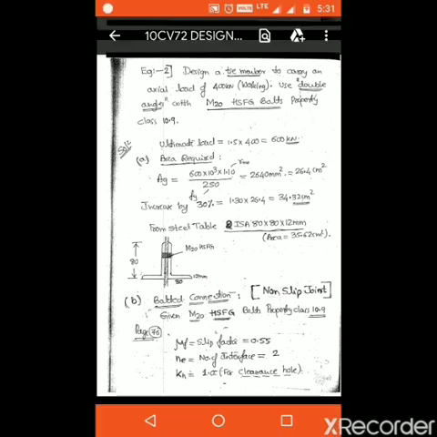To calculate the Ag value, the equation is ultimate load into gamma m0 divided by fy. So ultimate load is 600 into 10 power 3, factor of safety is 1.1, divided by fy value 250. Then you will get 2640 mm square. In terms of centimeter square, it is 26.4 centimeter square.